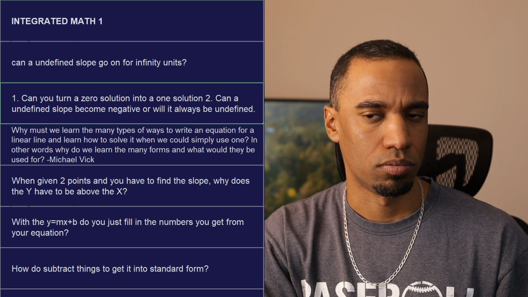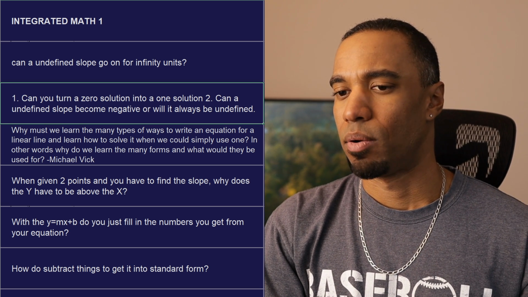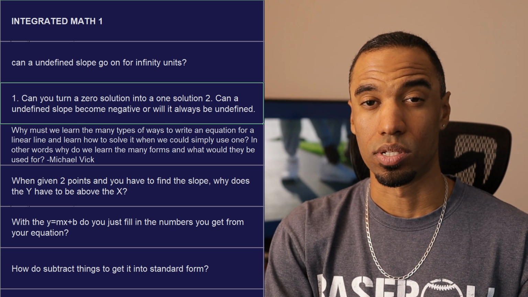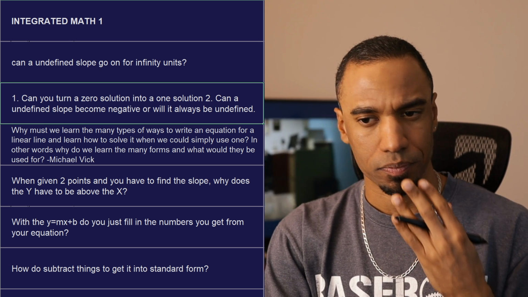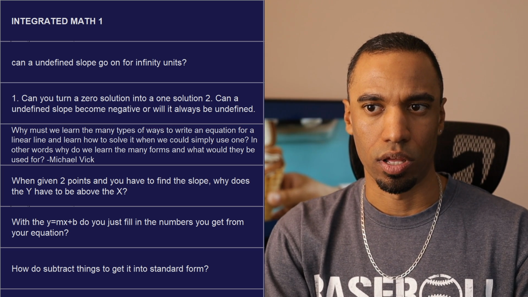The answer to that's kind of no. The answers to these are kind of no. I want to know that you know what a 0 solution actually means, because we haven't run into no solutions together ourselves yet. Okay. I'm going to answer number 2 first. Can an undefined slope become negative, or will it always be undefined?